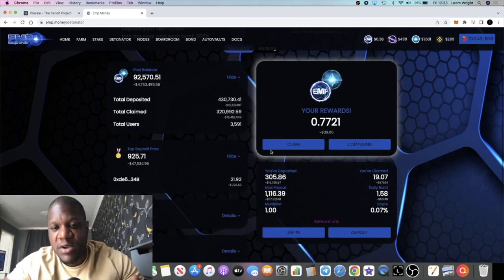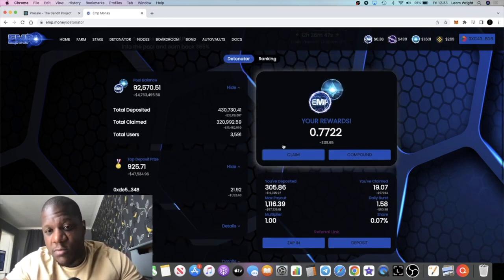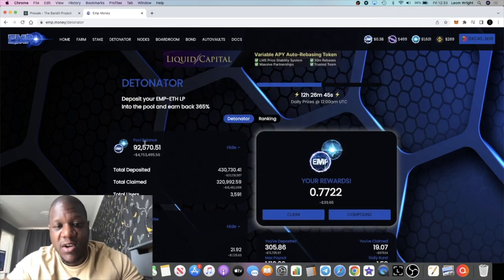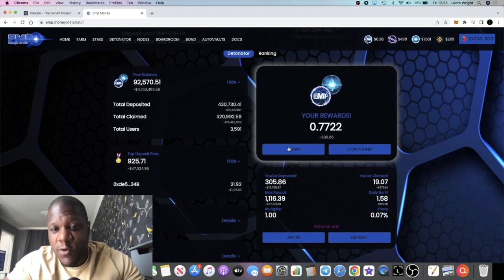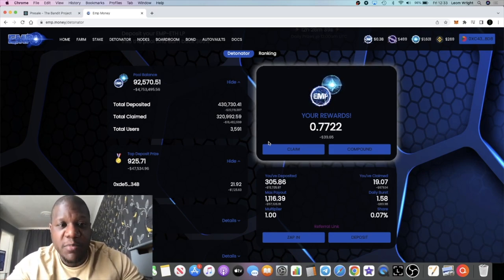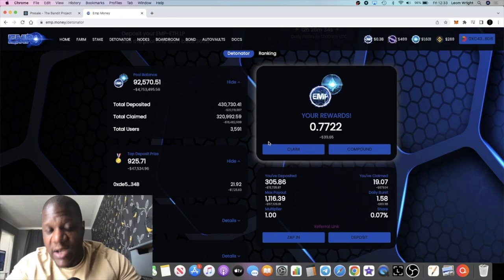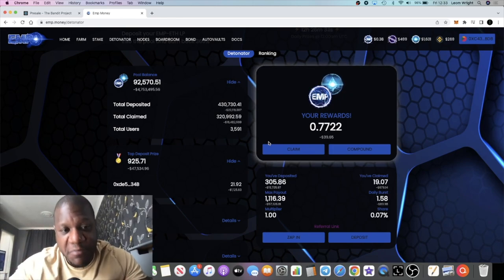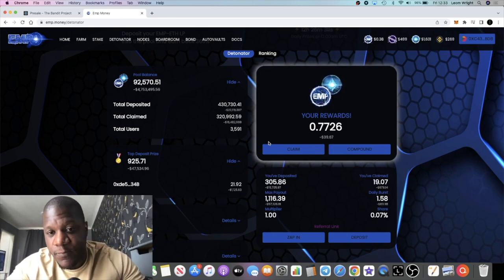So what you can do as well, if you do want to start claiming, is you can claim your rewards, but you don't have to sell those rewards. There's two things you can do. Claim your rewards, unpair your LP tokens, EMP and ETH, and then swap or sell your EMP into ETH or your ETH into EMP, EMP being a more stable coin, or ETH being obviously more exposure to Ethereum.